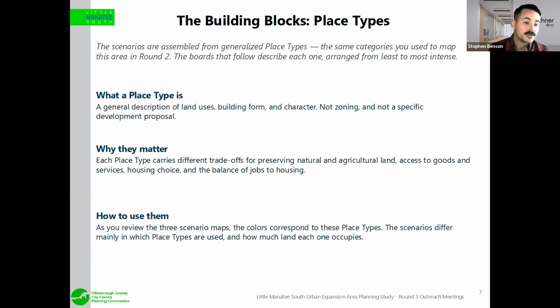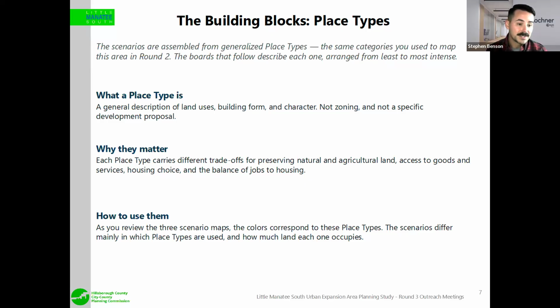For those of you that are new to this process, it uses what we call place types, which really are general descriptions of multiple different types of land uses. And they're not zoning, they're not future land use categories themselves, and they're not a specific development proposal. They're really just types of future places that might exist.